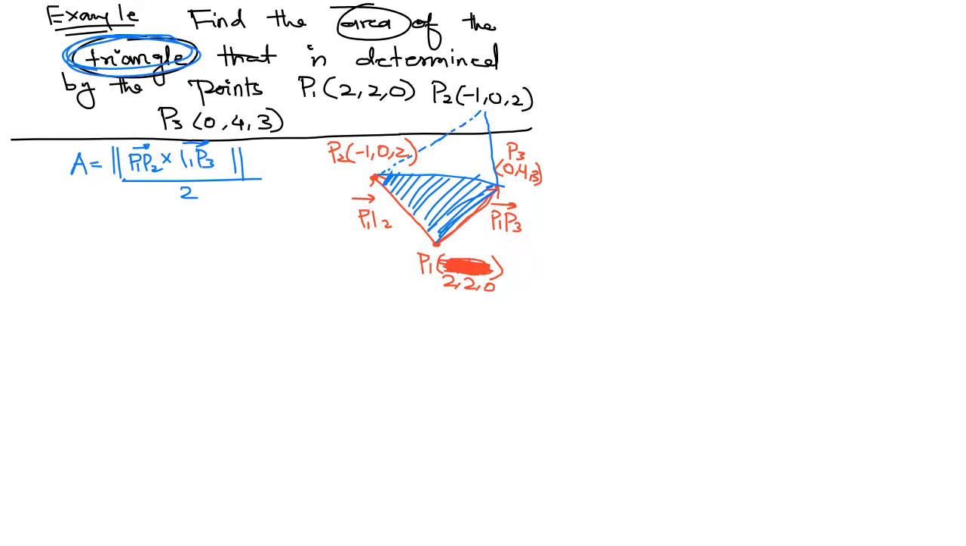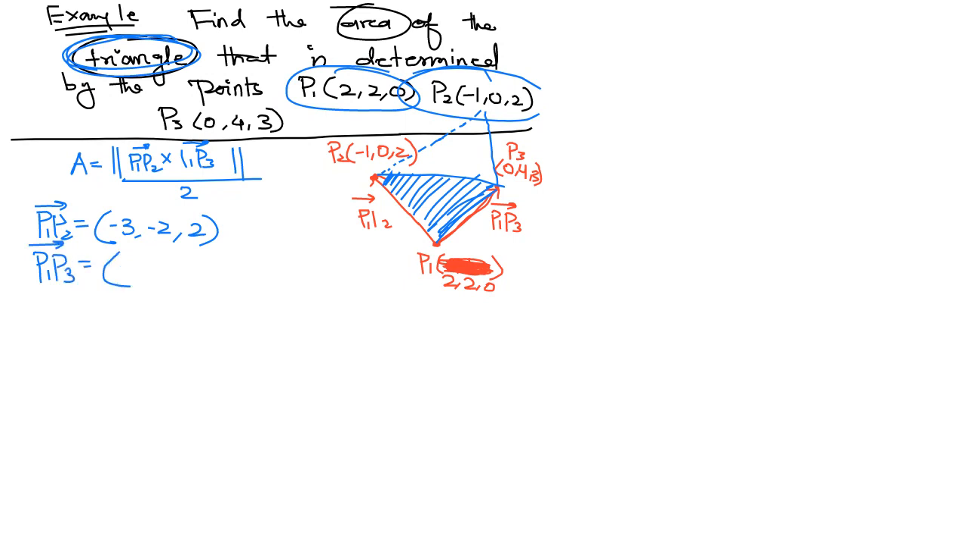Okay, now can you find the vector P1, P2 when the points are given, this point and this point? So this is equal to what? -1 minus 2, that will give me -3. 0 minus 2, that will give you -2. 2 minus 0, that will give you 2. Similarly you can find P1, P3. 0 minus 2 is -2. 4 minus 2 is 2. 3 minus 0 is 3. Okay, so these are the two vectors.